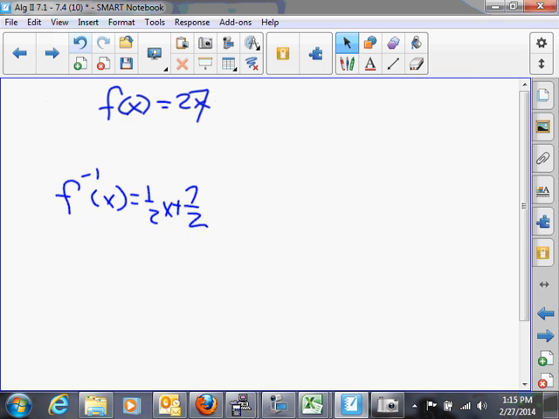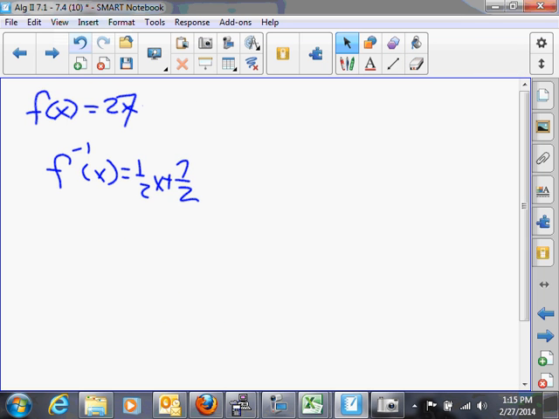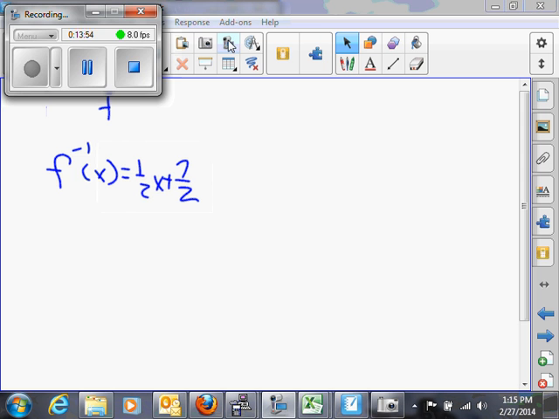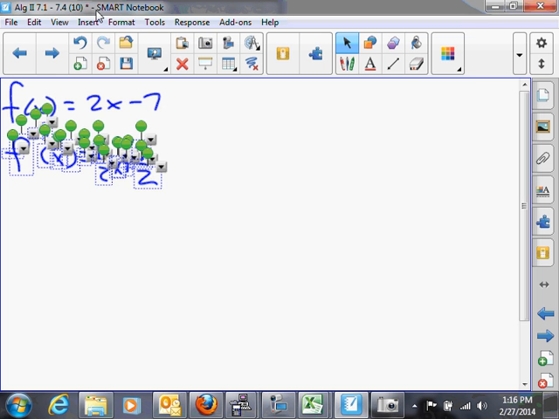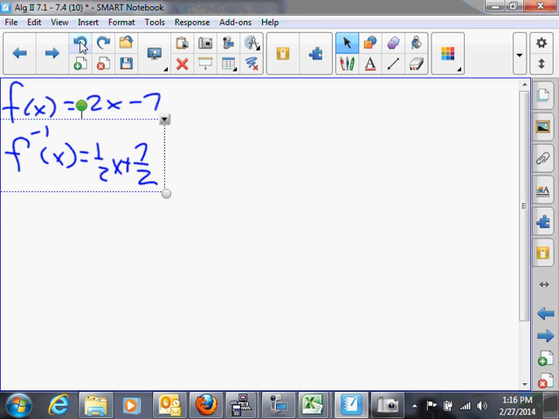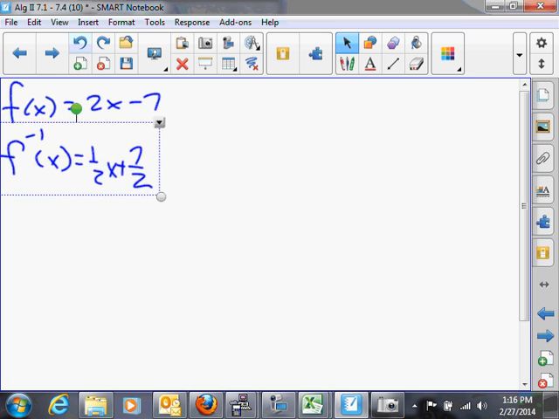So f of x is, oh, what happened there? We seem to be not aligned here. I'm going to pause again. I'm back. So we have f of x is equal to 2x minus 7, and f inverse of x is equal to 1/2 x plus 7 halves.